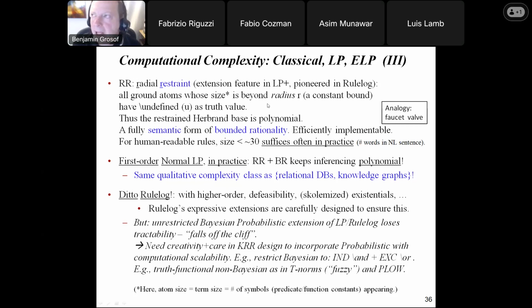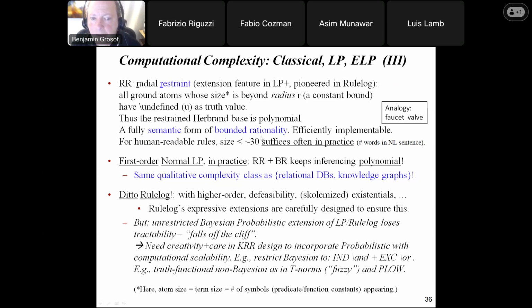So for example, when we were talking about successor of successor, maybe like in communication, humans often might stop at around radius 3. Or if we're reasoning about time steps and reasoning about action, for reasoning in planning, maybe we don't care beyond 1,000 time steps. And so we might have a radius of 1,000. So the restrained Herbrand base is polynomial, and this is a fully semantic form of bounded rationality.